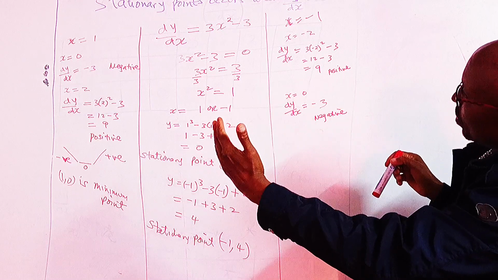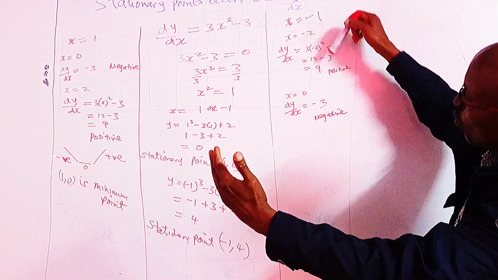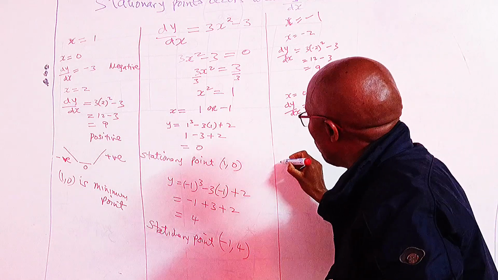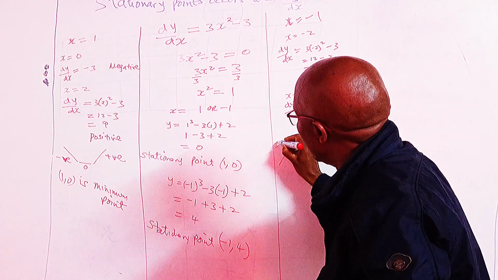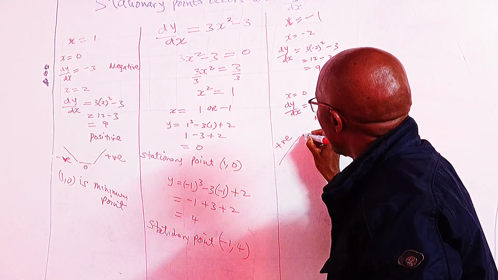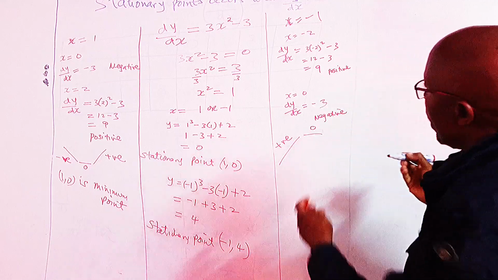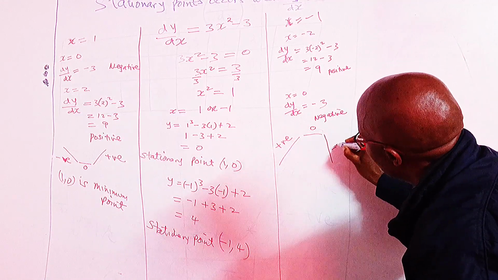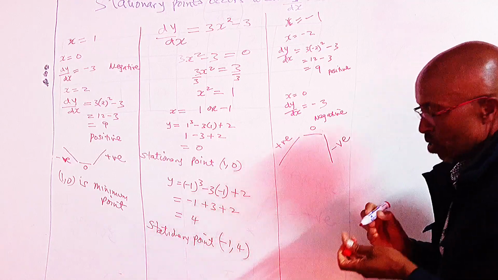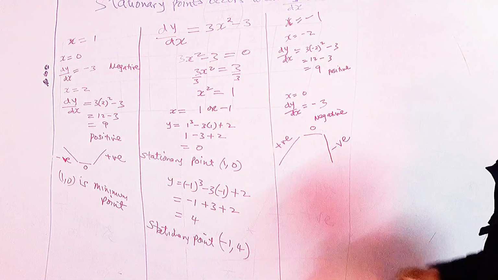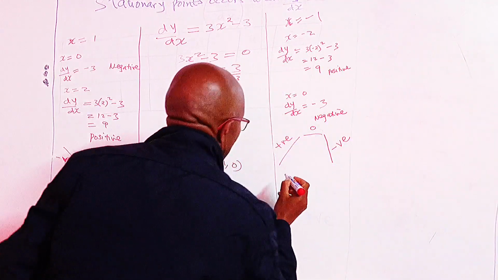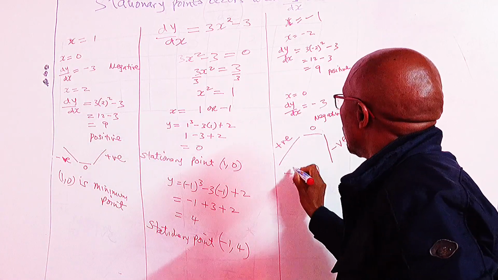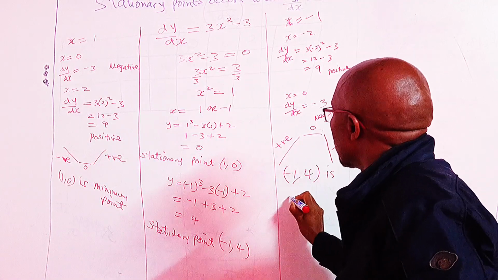We can see that when x is equal to negative 1, we have a stationary point. To the left, when x is negative 2, we have a positive gradient. Then we have 0. When x is 0, we have a negative gradient. Therefore, we have a maximum point. Therefore, point (-1, 4) is a maximum point.